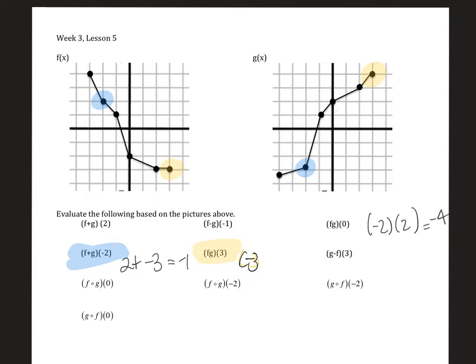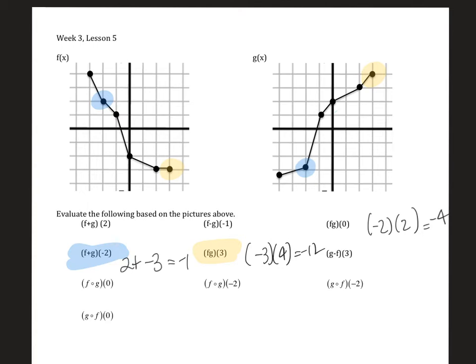The yellow pen doesn't write really dark, so I'm trying to remember to switch that. Okay, so the f function at 3 is -3. The g function at 3 is 4. Those multiply together to be -12.